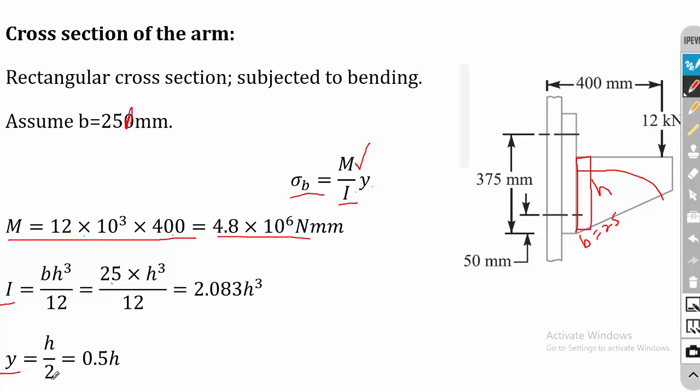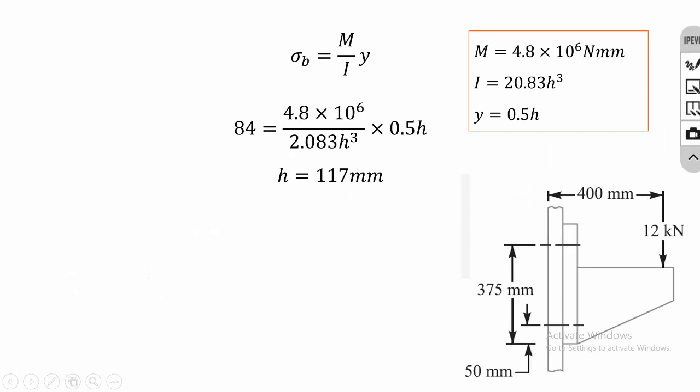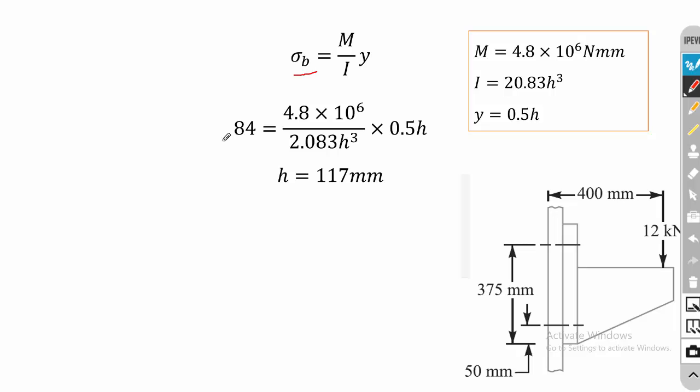So I have calculated all the values separately. Now I can substitute it here, in the sigma B. So actually in the problem, the sigma value is given as 84. So I can use it. Then M value I have calculated, I and Y I have calculated. So by solving this equation, I can get a H value of 117 mm. Okay, so this is an additional part.